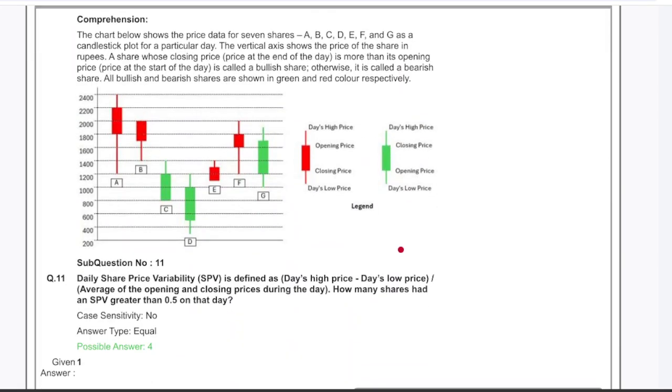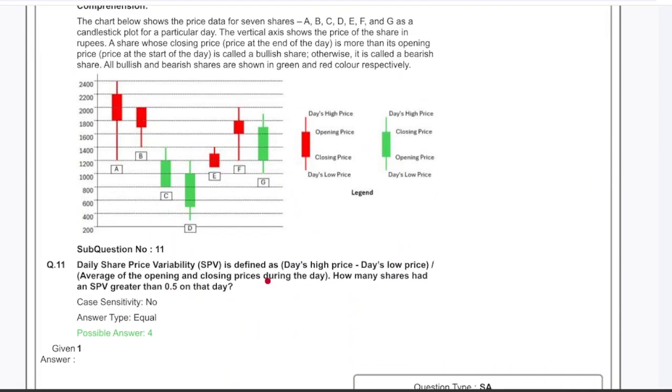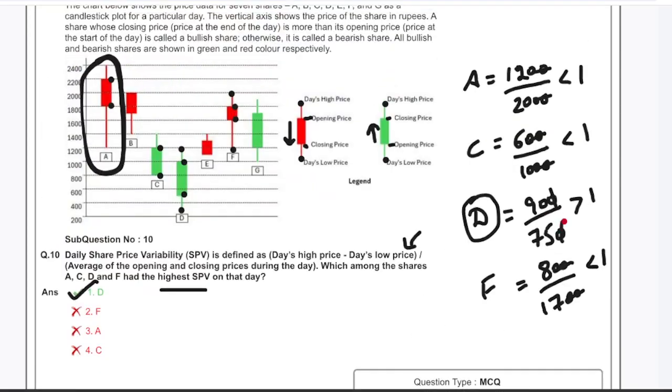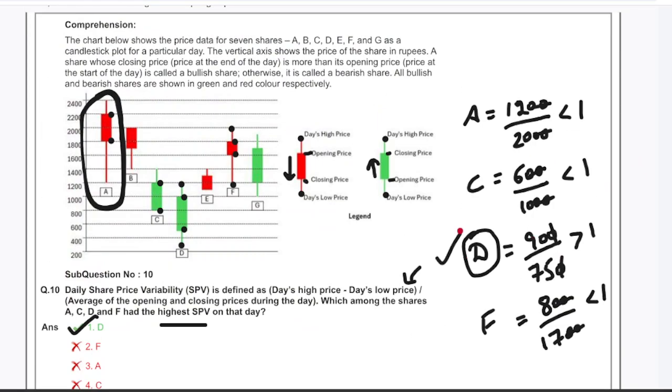The next question we have. Daily share price variability is defined with the same definition. How many shares had an SPV greater than 0.5? Now, SPV of greater than 0.5, the first one is of course D. Now, this is 3 upon 5. So, exactly if we calculate, this is 0.6 5, greater than 0.5. The C is 6 by 10. This is also 0.6, so it is greater than 0.5.